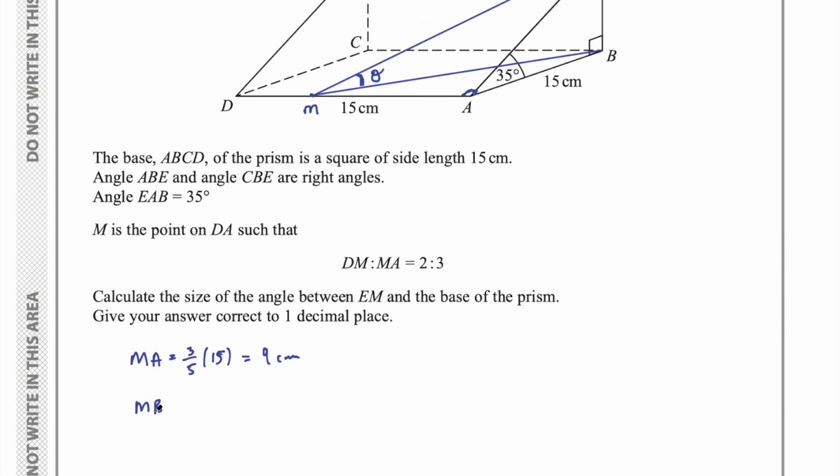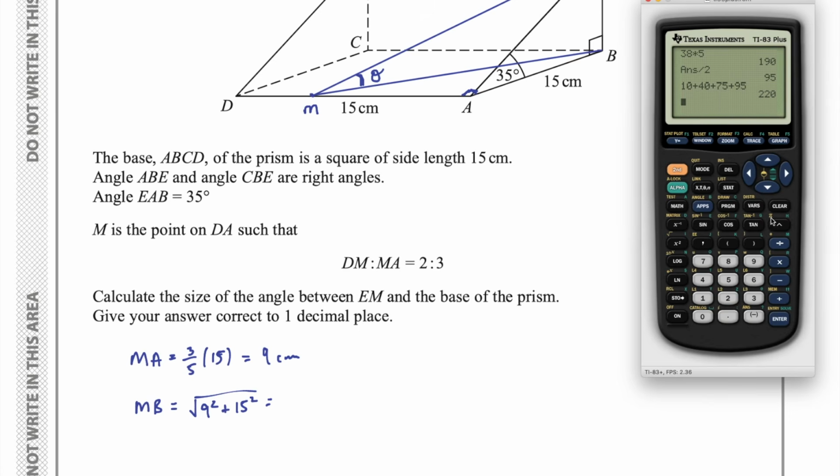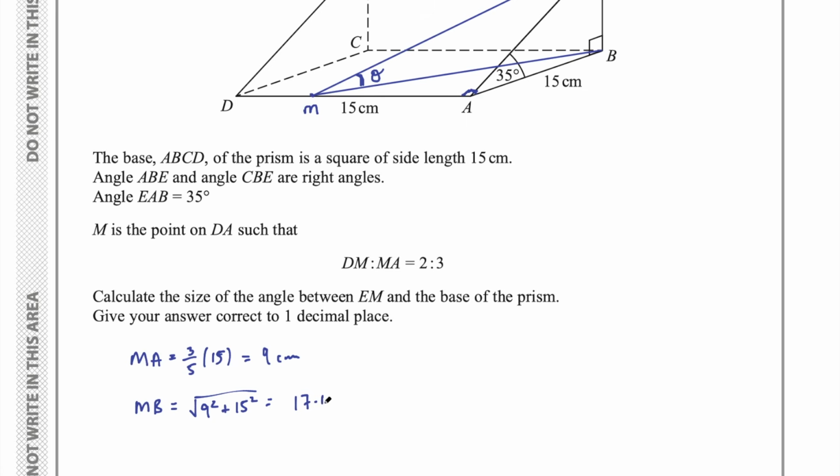MB then, using Pythagoras' Theorem, this is the hypotenuse. So this is the square root of 9 squared plus 15 squared. Let's put that into a calculator. Okay, so the square root of 9 squared plus 15 squared. This is 17.49 and so on, 17.49. Okay, so I have that length MB.